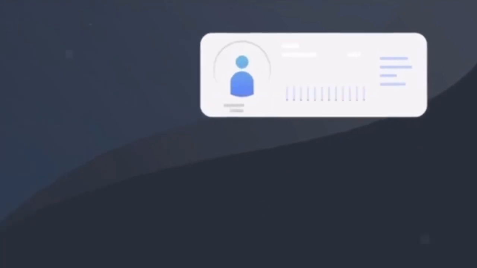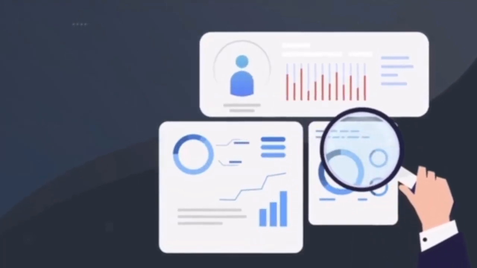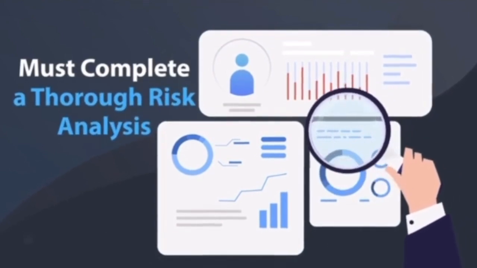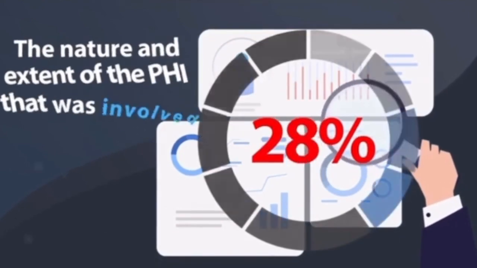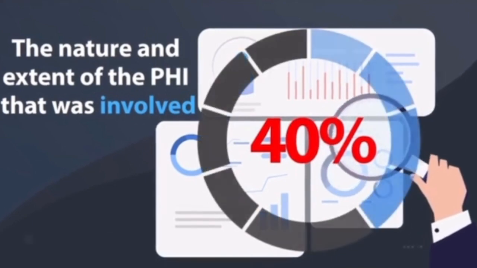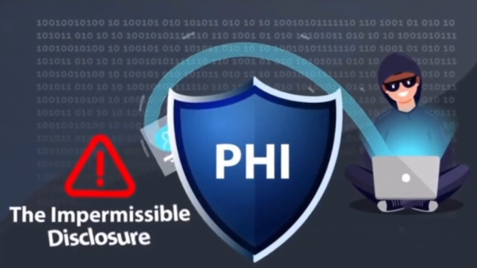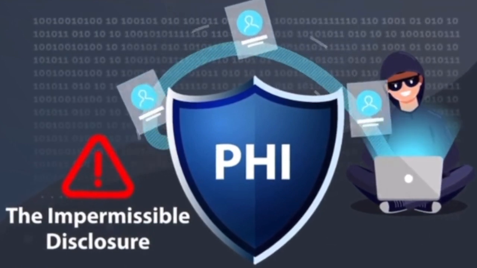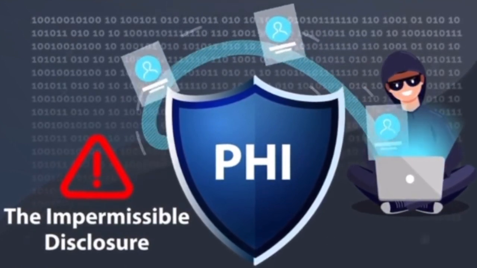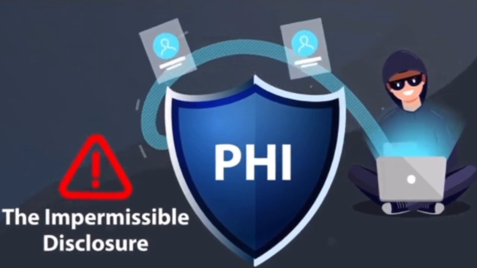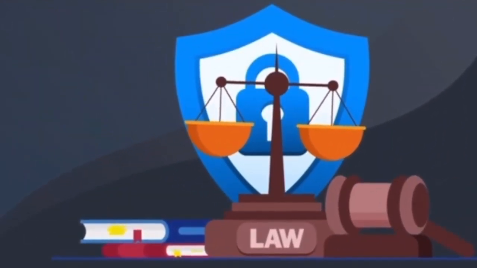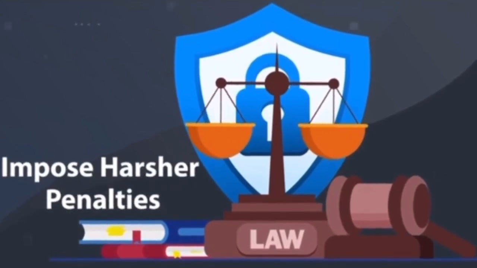To determine the probability of PHI having been compromised, covered entities and business associates must complete a thorough risk analysis, taking into account the nature and extent of the PHI that was involved, the person to whom the impermissible disclosure was made, whether the PHI was actually acquired or viewed, and the extent to which the risk to that PHI has been mitigated.